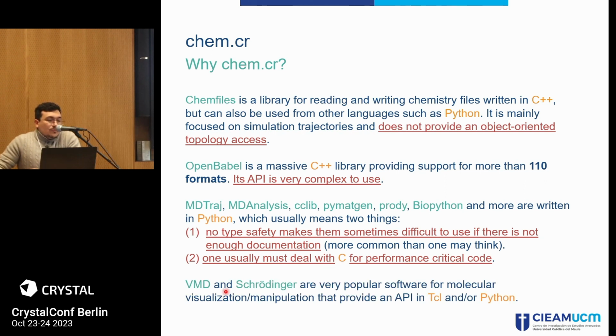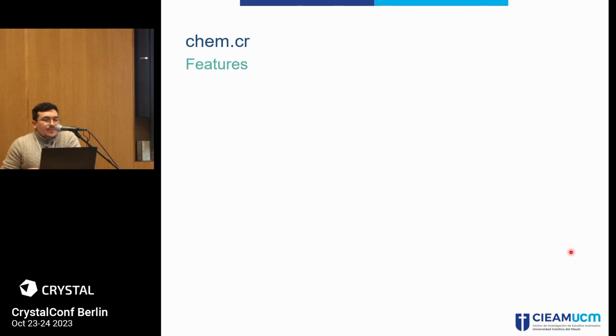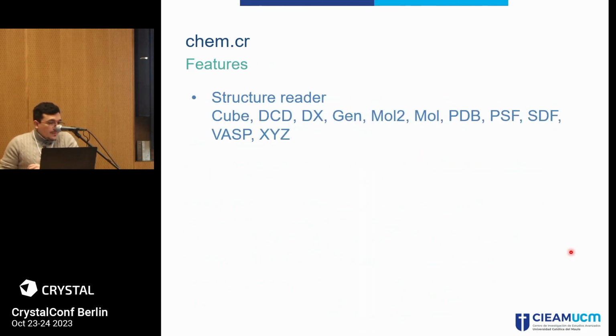So another two libraries of software are VMD and Schrödinger. They provide an API for TCL and also Python. However, they also suffer from poor documentation. So chem.cr, I will talk about some features.